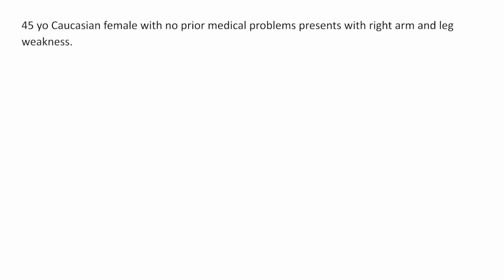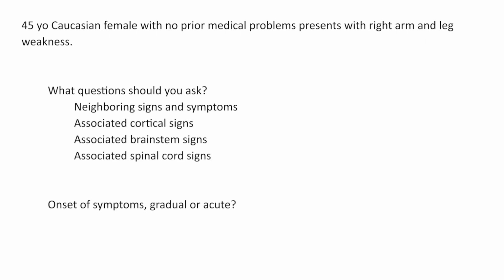Okay, case number 2: a 45-year-old Caucasian female with no prior medical problems presents with, again, right arm and leg weakness. What questions should you ask? Remember, ask about neighboring signs and symptoms that will help you localize. Are there any associated cortical signs, associated brainstem signs, associated spinal cord signs? And ask about the onset of symptoms, whether it was gradual or acute.